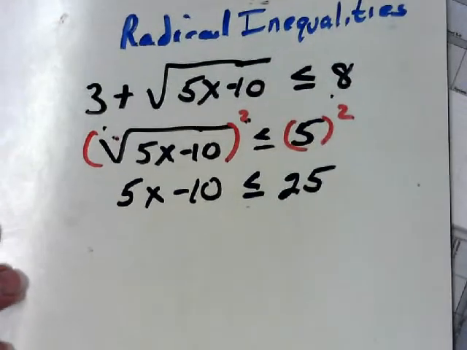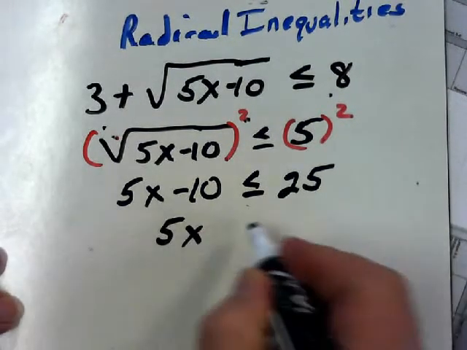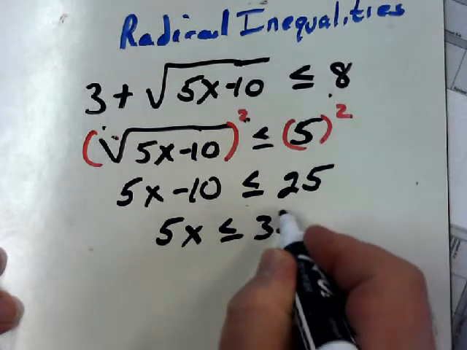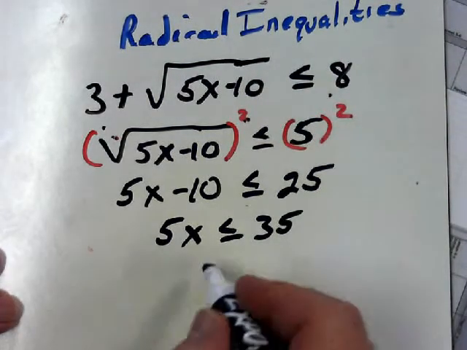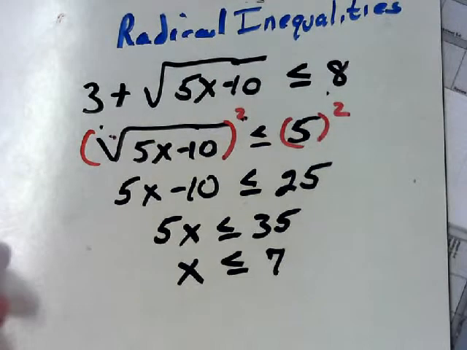Can I solve for x now? Just like a normal equation, right? So I'd have 5x is less than or equal to 35. So x has to be less than or equal to 7. Correct? Okay.